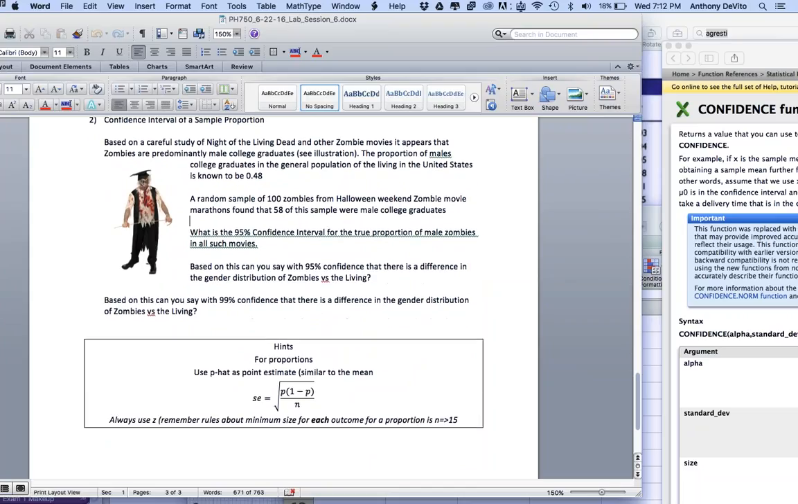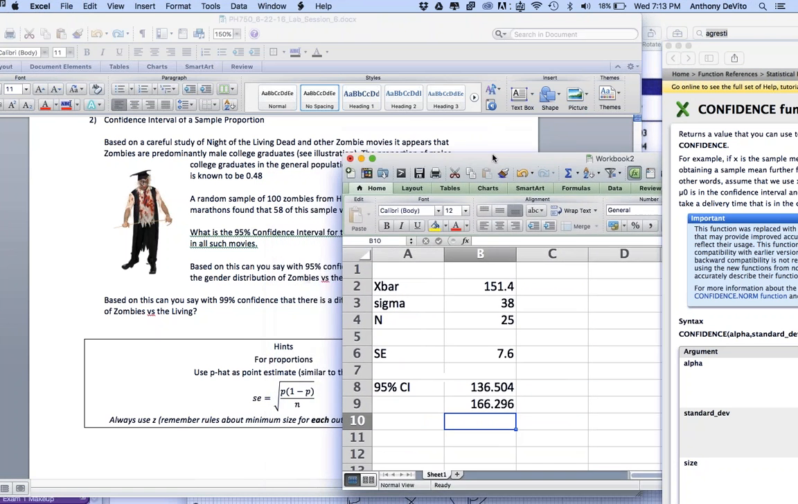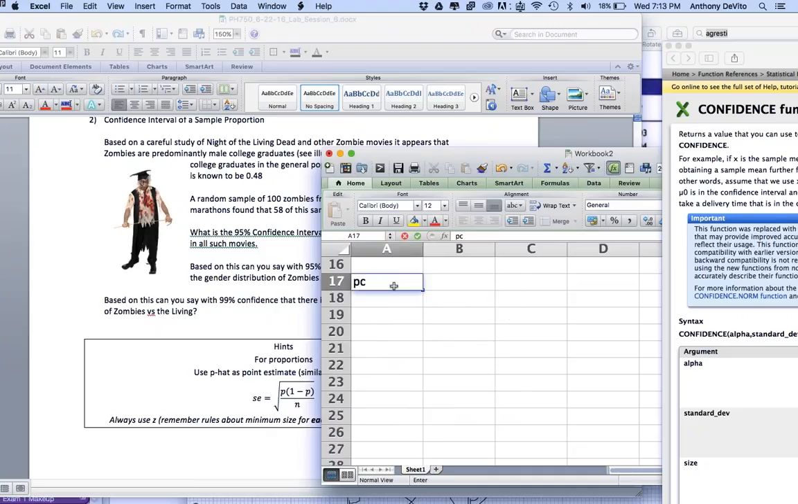Okay, so let's give this a try. This is a proportion now. So 58 out of 100, my P cap is 0.58. Let's see how that would be distributed if we took repeated samples. Our P cap, or our point estimate, is 0.58. Our standard error is equal to the square root of 0.58 times 1 minus 0.58, which is 0.42, divided by the sample size, which was 100.